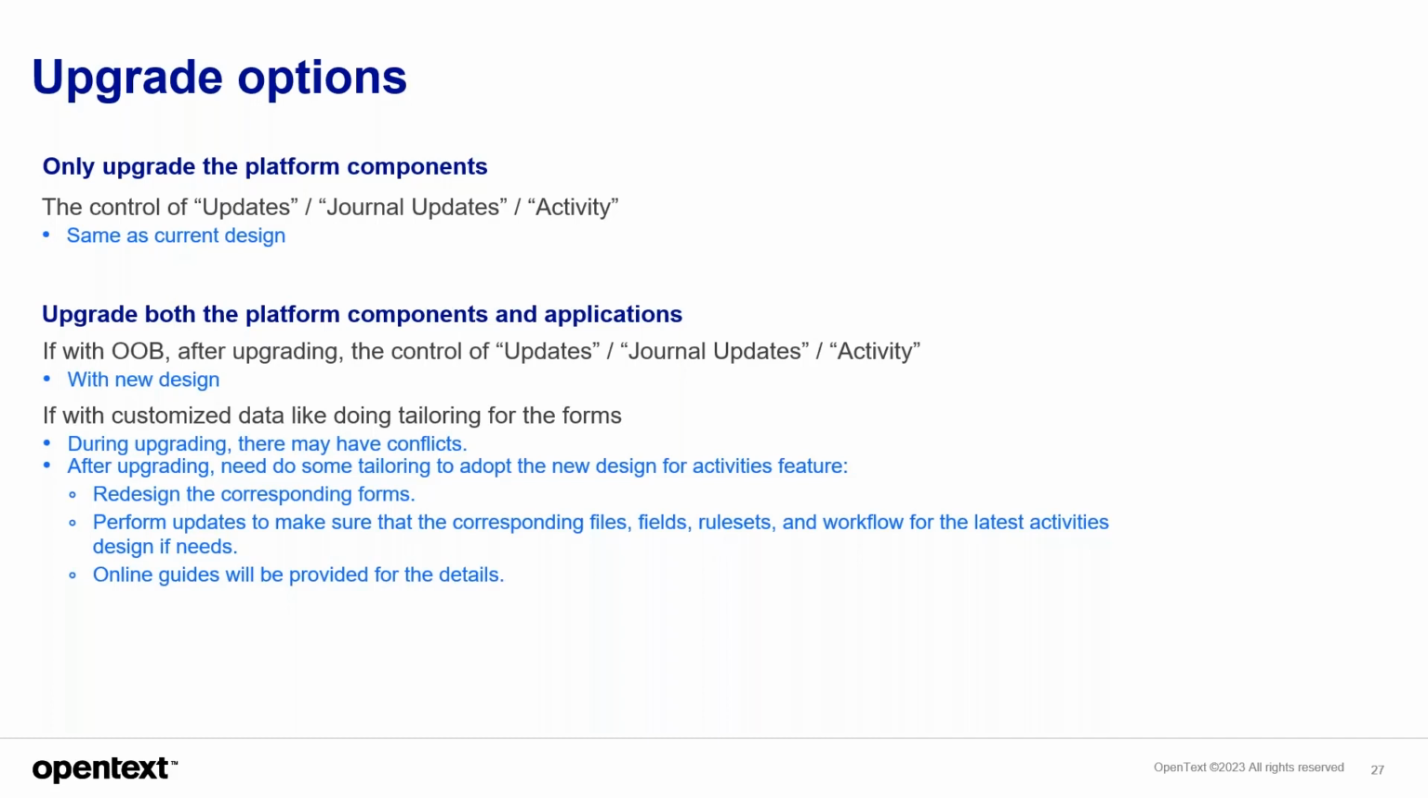Secondly, if the journal updates field does not exist in the corresponding forms and the journal updates are useful for the customer, please perform updates to make sure the corresponding tables, fields, rule sets, and workflows follow the latest activity design. If customers don't need the journal updates, please do the corresponding forms design and rule set and workflow updates for the HTML editor while list check. The online guides will be provided for the details in the next release.